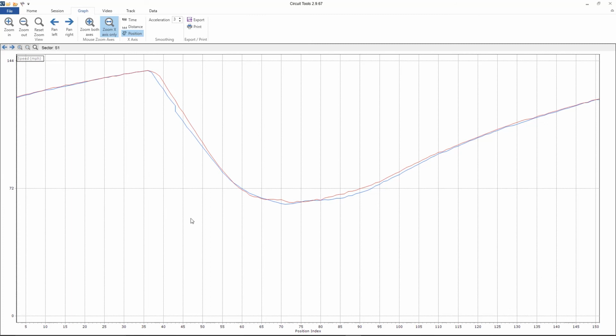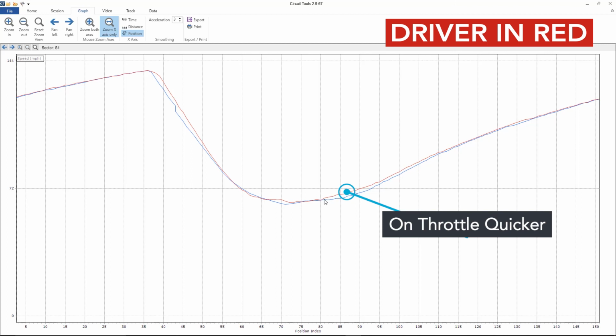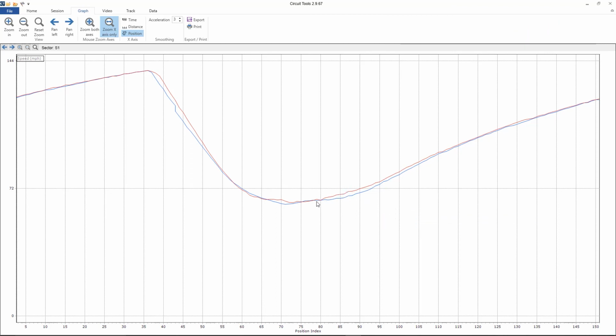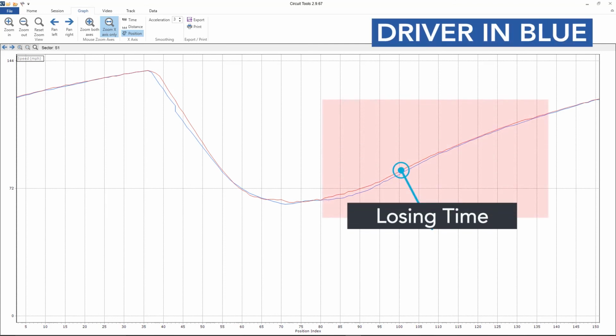If we have a look at the acceleration zone, in particular this area here, the red trace is sitting above the blue trace, and that suggests that the driver in red has been able to get on the throttle quicker and apply more acceleration before the driver in blue. And if we have a look at this, the red trace stays on top of the blue trace for the majority of this section up to the next part of the circuit. So from here to here, the driver in blue is losing time against the driver in red.